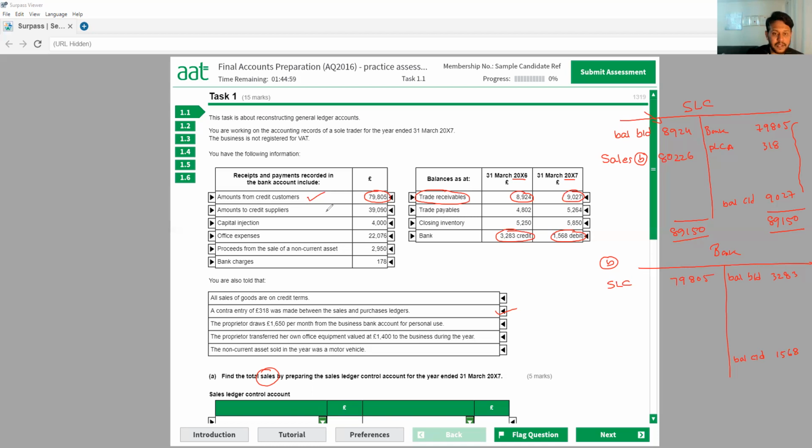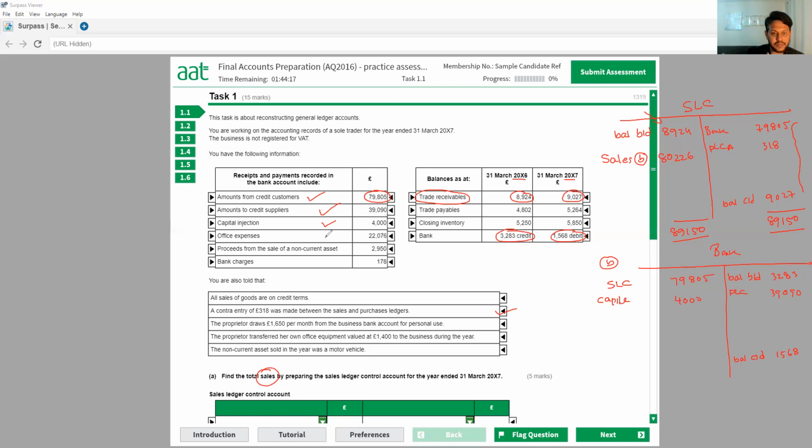Amount to the credit supplier, this we only paid, because from the customer we received, but to the supplier we paid. So we said PLC, so purchase ledger control. We paid 39,090. Then we have capital injection. If we have a capital injection, that means money came to the bank. So money received on the bank debit. So we said capital, that is 4,000.